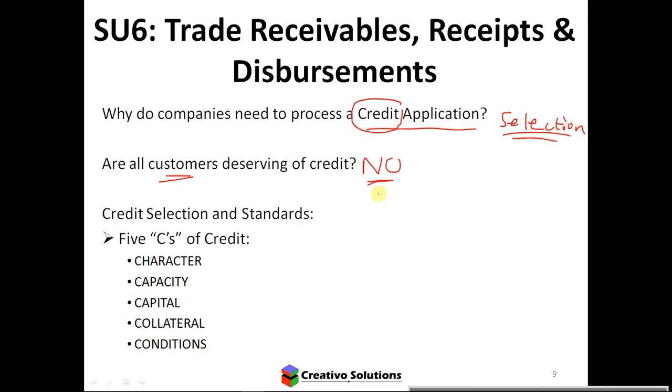Credit selection and standards: the 5 C's of credit: character, capacity, capital, collateral, and conditions. Those are the 5 C's that the textbook expresses in the chapter in terms of the application process. So companies need to have some sort of view on an applicant's character, their capacity, their capital, their collateral, and the conditions as part of that agreement. That will determine whether or not that particular business is going to select that individual or business as a potential applicant to take out credit.